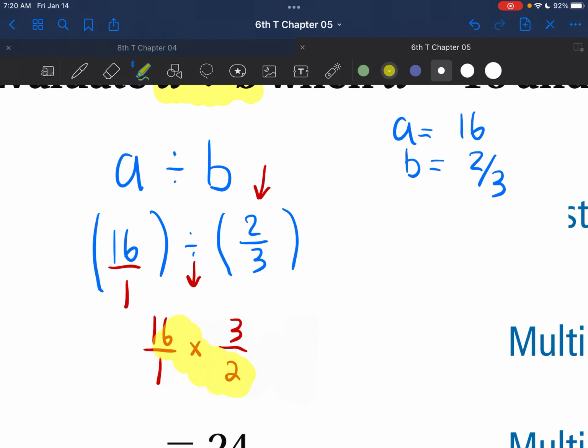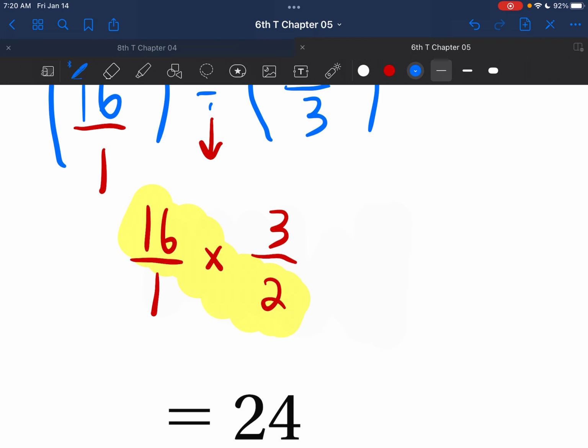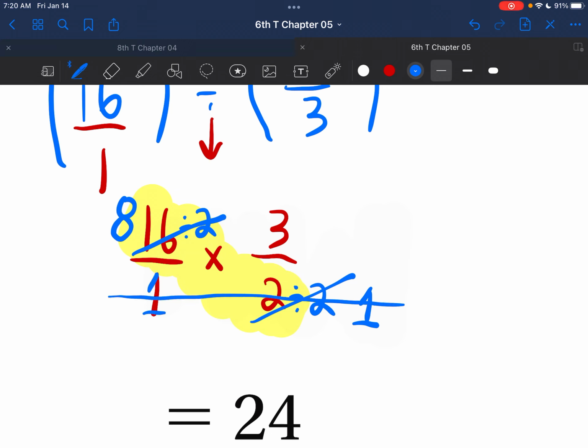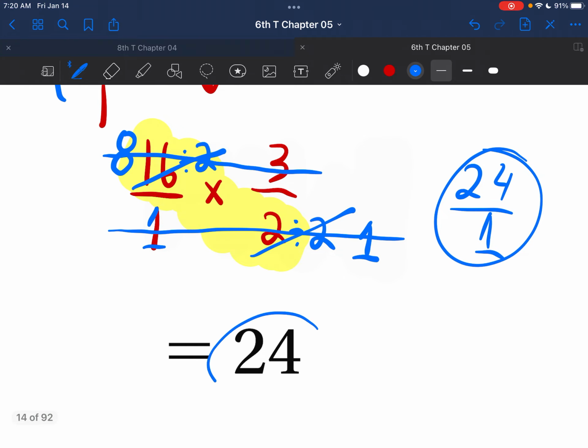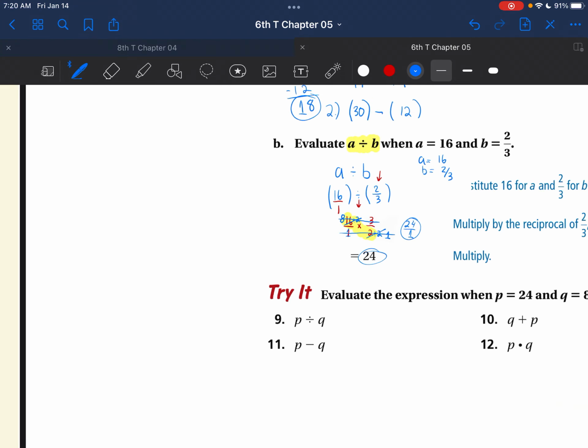Let's try and simplify. So I know that 16 and 2 can be simplified. What can go into 16 and 2? Well, I know 2, so I'm going to divide this by 2. That gives me 1. And then 16 divided by 2, that's going to give me 8. So now we're just going to multiply straight across. I know 1 times 1 is 1. And then 8 times 3 is going to give me 24. And another way to write 24 over 1 is just 24, like that. Good job.